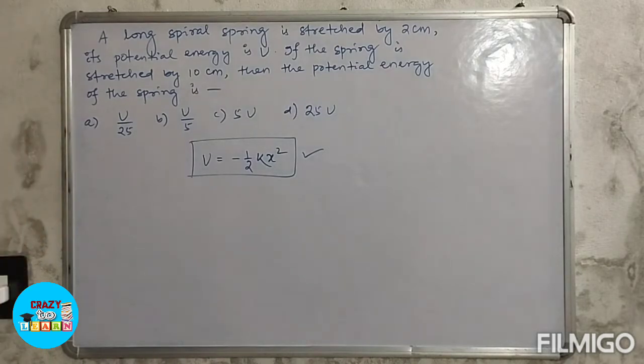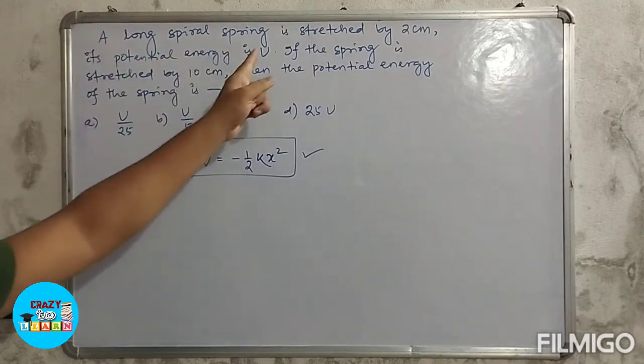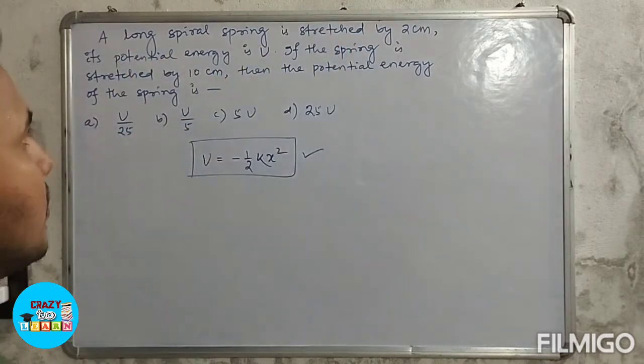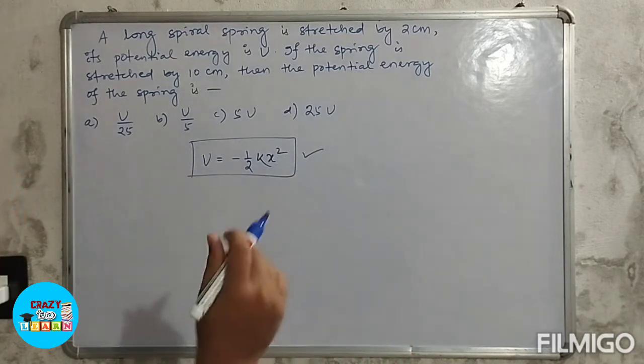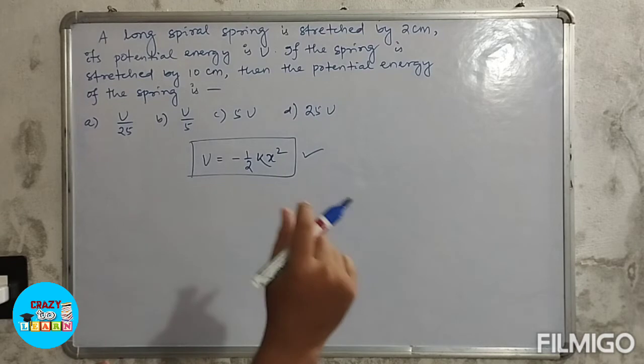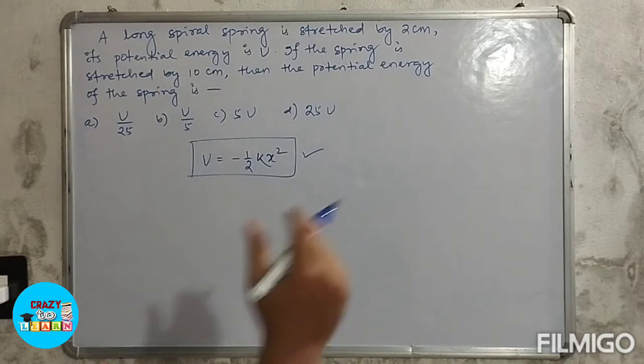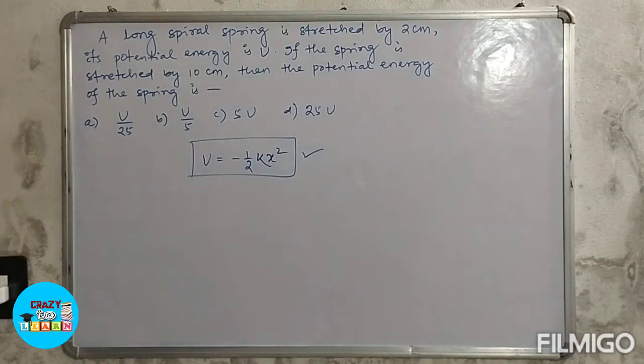Okay, the extension of length we will get due to the stretching. A long spiral spring is stretched by 2 cm. That means after stretching, the length is enlarged by 2 cm. Okay, extended by 2 cm.